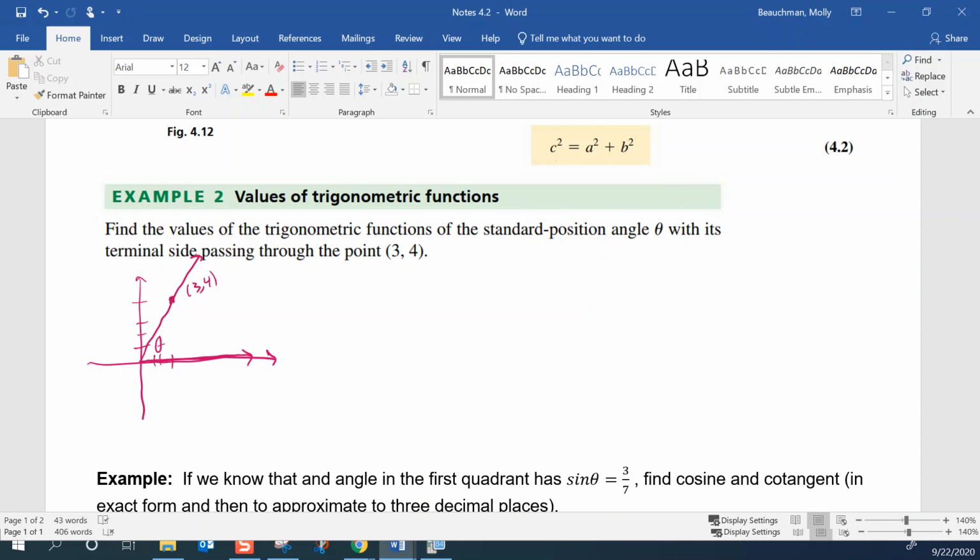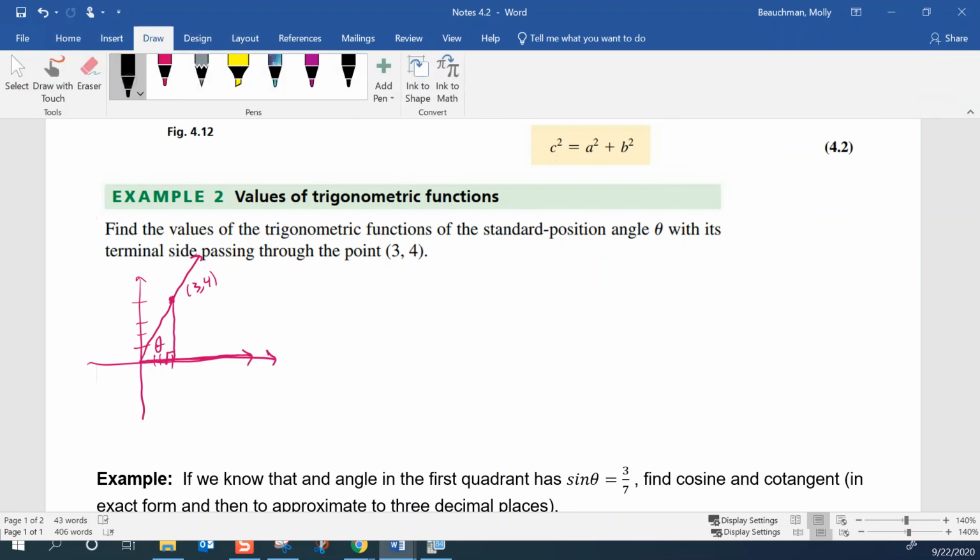I'm going to draw a right triangle containing up to that point. There are an infinite number of points on this line, and all of them will result in the same trig functions. You just need to know one point on the terminal side to be able to find all of the trig ratios.